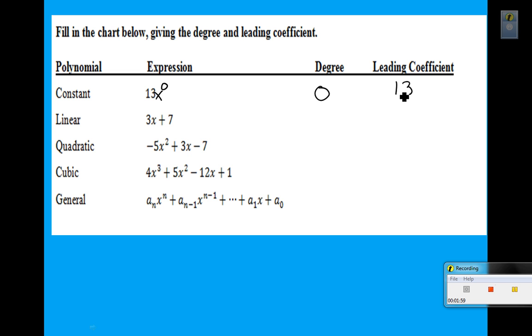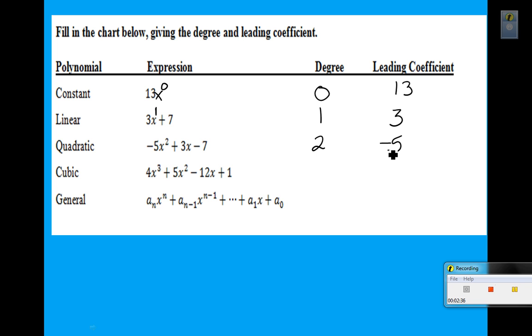Now, if it's linear, meaning a line, the degree of this thing is going to be to the first, because there's a 1 right there. So that's to the first. The leading coefficient is the number in front of the variable. So in this case, that leading coefficient is a 3. If it's a quadratic, such that when we graphed it, it would be a parabola, the degree of this is the highest number that you see, which is a 2. The leading coefficient is the number in front of the squared term, which happens to be -5.